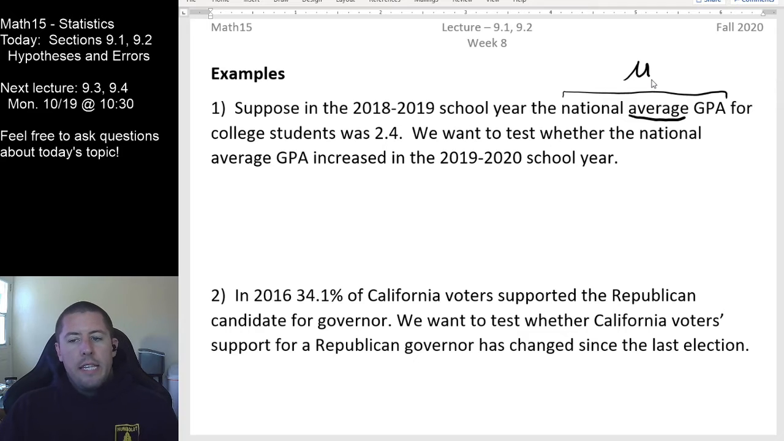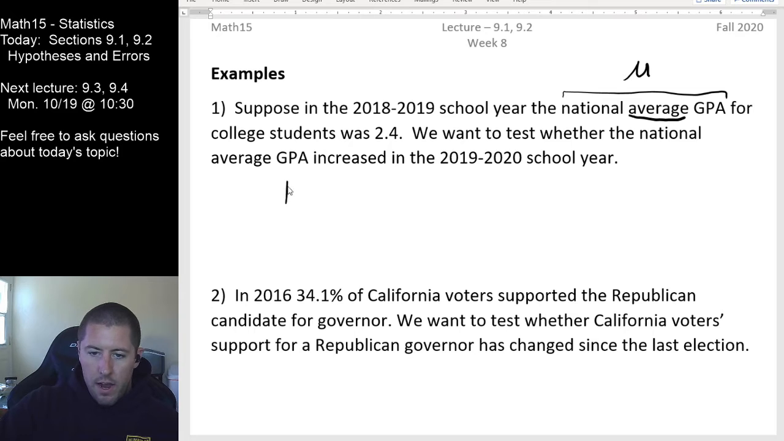What we want to do is collect data to judge whether the national average GPA increased in the 2019-2020 school year. So our suspicion is that the GPA perhaps has increased. That's the statement that we think is maybe true. So let's go ahead and write our null and alternative hypotheses here. My null hypothesis, and by the way, just a notational thing, for some reason, a lot of times when I write my null and alternative hypotheses, people think that I'm making an equal sign right here.